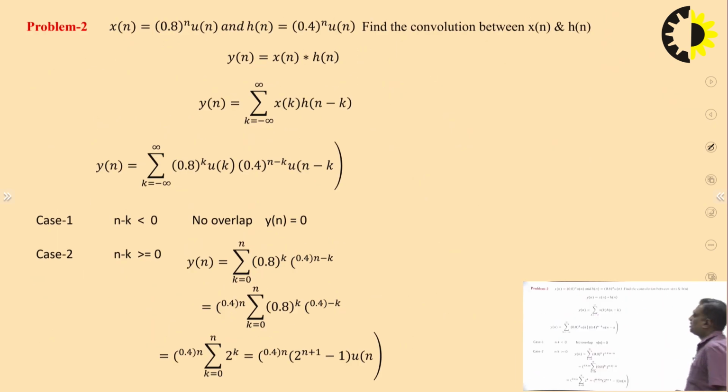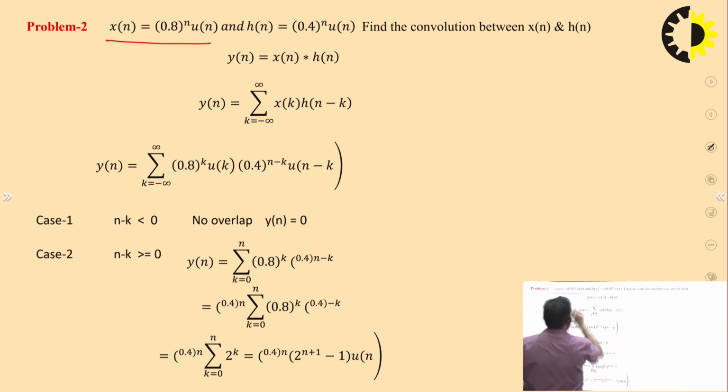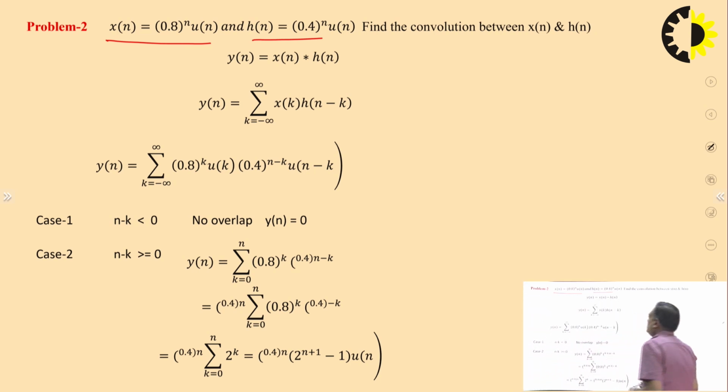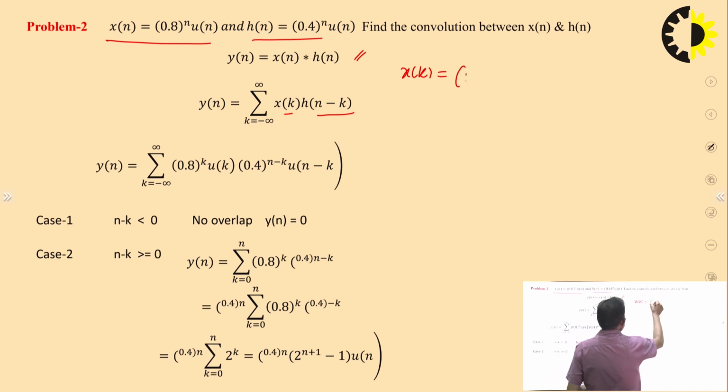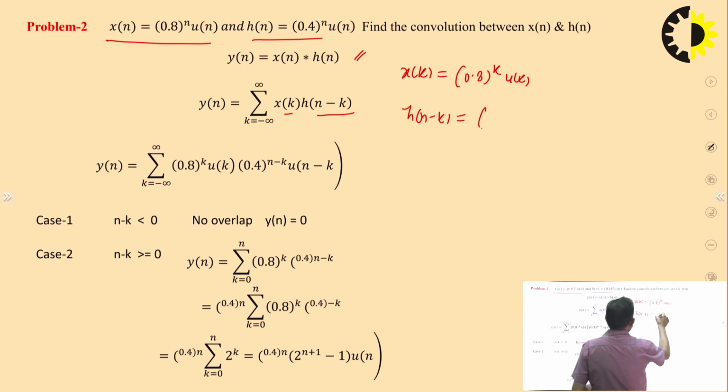Now, one problem we can see from discrete convolution. Let us suppose we have the sequence x[n] given as 0.8 to the power n u[n], and h[n] equal to 0.4 to the power n u[n], and we have to find the convolution between x[n] and h[n]. The output y[n] will become x[n] convolution h[n]. The formula is y[n] equals summation k equals minus infinity to infinity x[k] into h[n minus k]. We obtain x[k] by putting n equals k in the above expression, so we have 0.8 to the power k u[k], and h[n minus k] we simply obtain by putting n minus k in place of n.